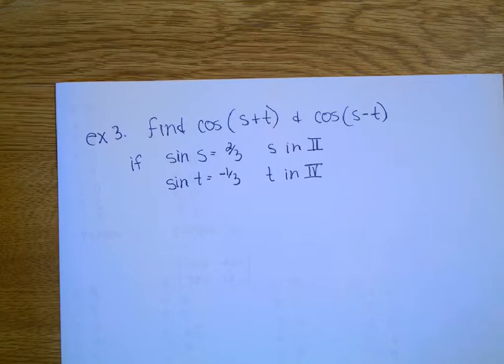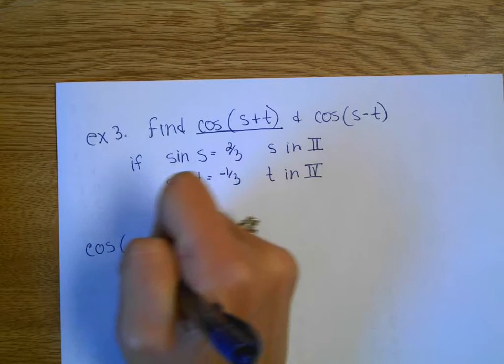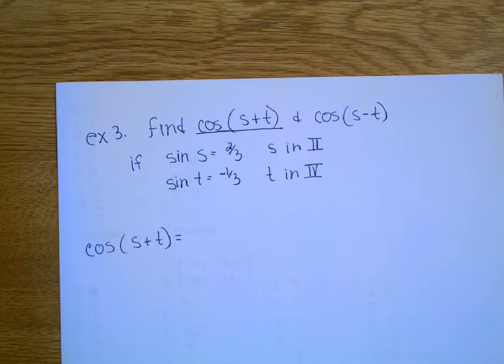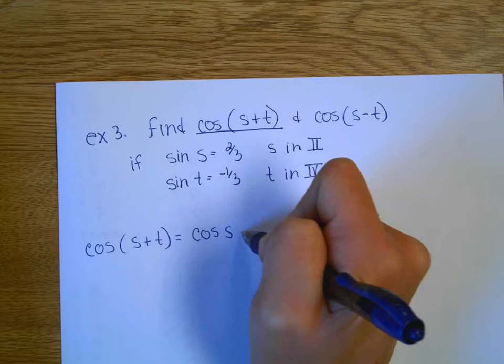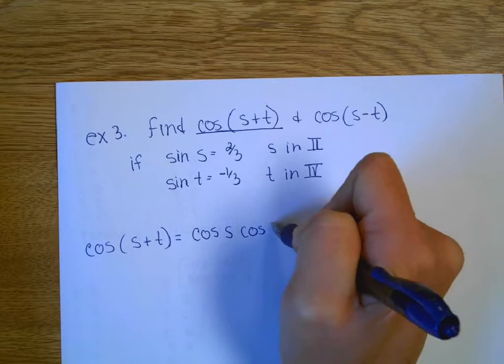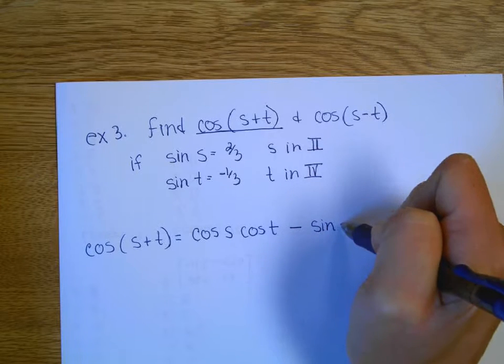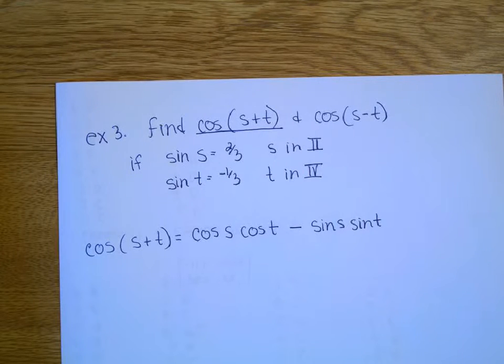Okay, are you ready? First thing I want to find is the cosine of s plus t. Well, according to my identity, I need to know 4 ratios to get this. What are my 4 ratios? I need the cosine of s and the cosine of t. Then I'll subtract the sine of s times the sine of t. Okay. Do I know all 4 of those values? Yes.